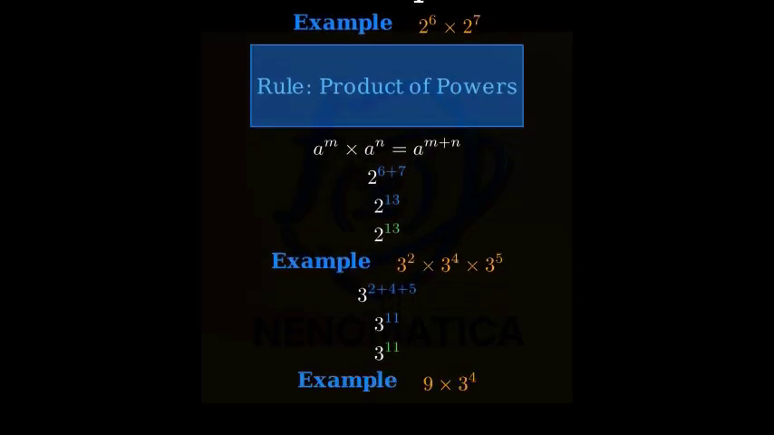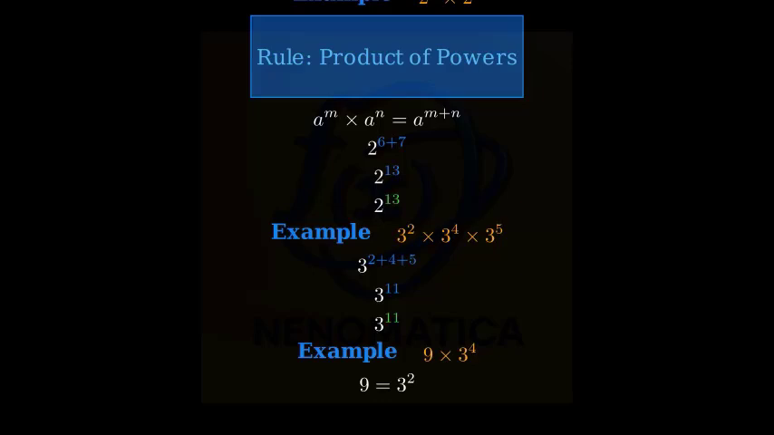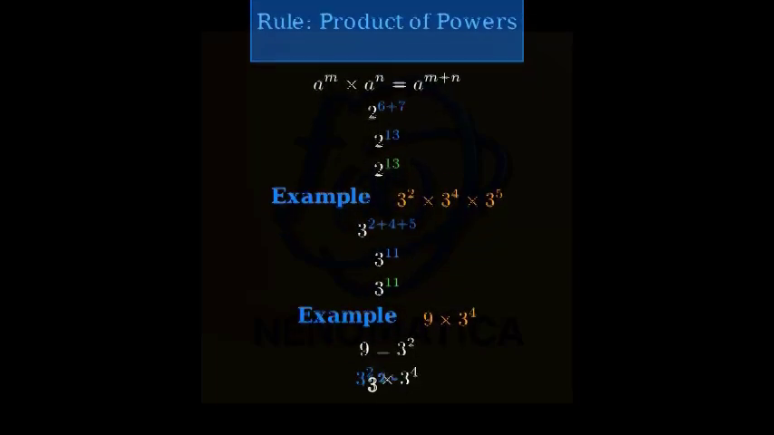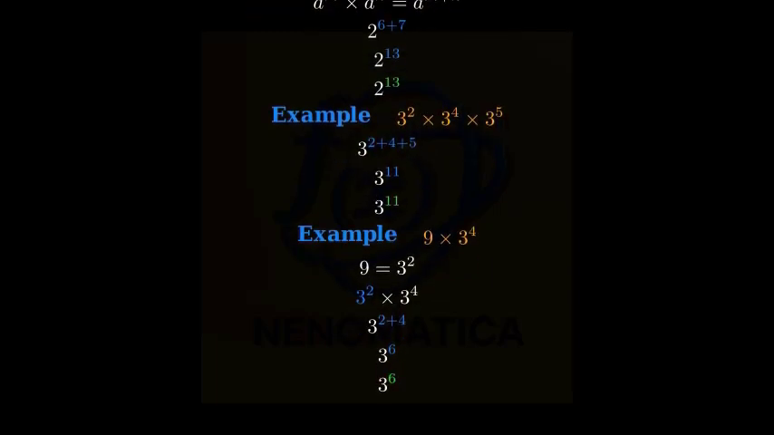Let's look at our third example. We have 9 times 3 to the power of 4. To solve this, we first need to rewrite 9 as a power of 3. Since 9 equals 3 squared, we can rewrite our expression as 3 squared times 3 to the power of 4. Now we can apply our product rule of exponents again. We get 3 to the power of 2 plus 4, which equals 3 to the power of 6.